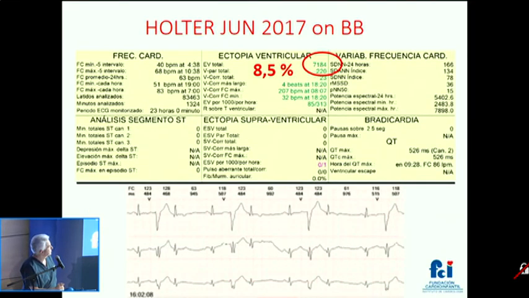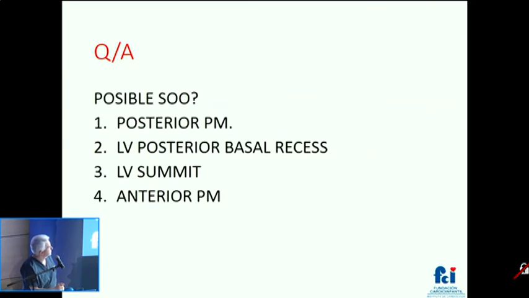The burden of the arrhythmia in this patient is 8.5%, and if you want, you can cast your vote. Which do you think is the origin of this arrhythmia?